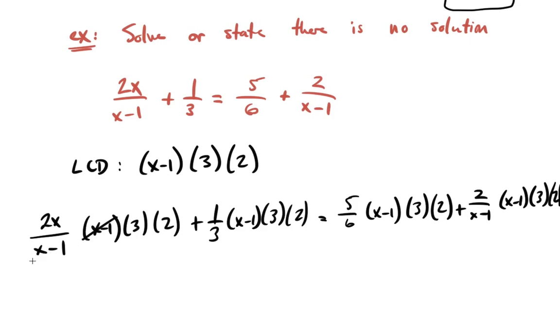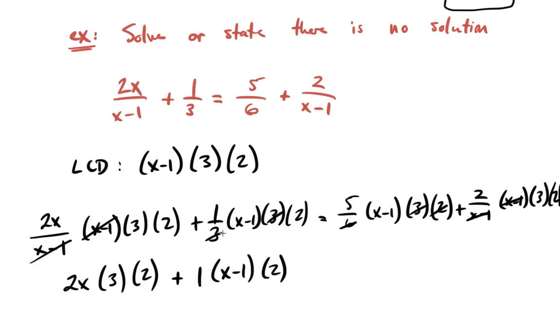Okay, so here the x minus 1 cancels the x minus 1. The 3 cancels the 3. The 6 cancels the 3 and the 2. And then the x minus 1 cancels the x minus 1. So when we do this multiplication, we'll have 2x times 3 times 2, and then plus 1 times x minus 1 times 2, right, where this 1 comes from the numerator of this old 1/3. And then that's going to be equal to 5 times x minus 1. Everything else got canceled out. And then for the last term, we'll have 2 times 3 times 2.